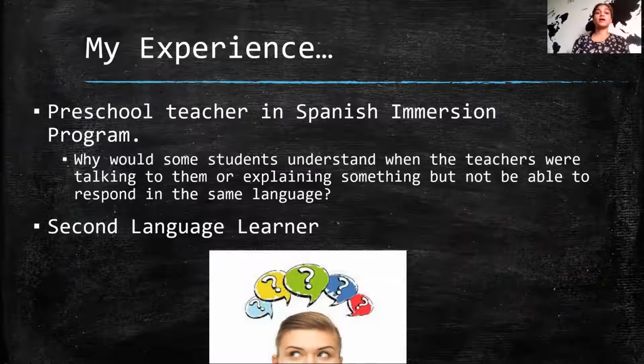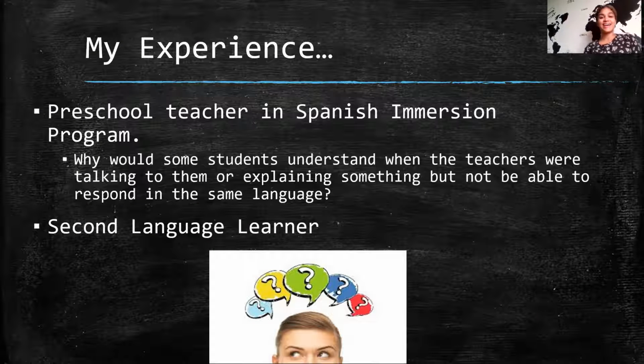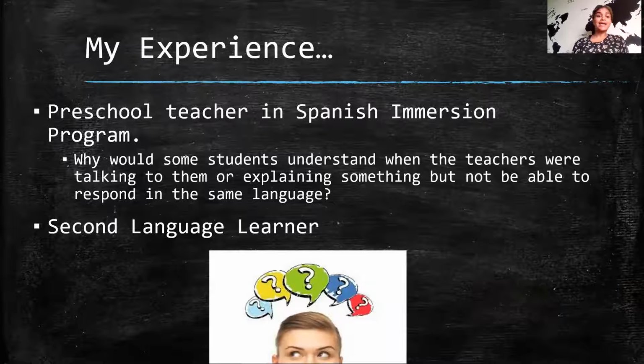And my experience led me to look into this topic because I was working in a Spanish immersion program, and I asked myself why some students understood when the teacher was talking to them or explaining something but were not able to respond in the same language. As I said, it was a Spanish immersion program. The population were mostly English speakers, like 80% of them, and 20% or less had a parent who speaks Spanish at home.